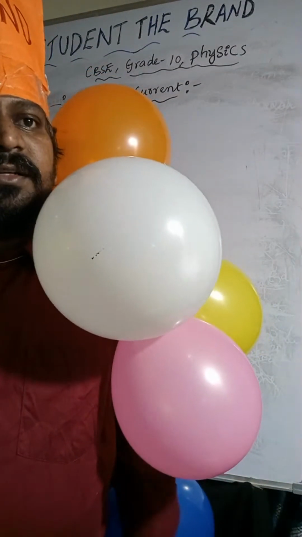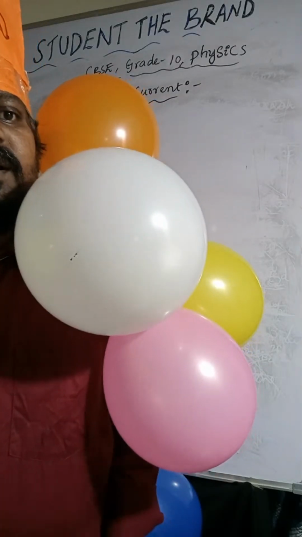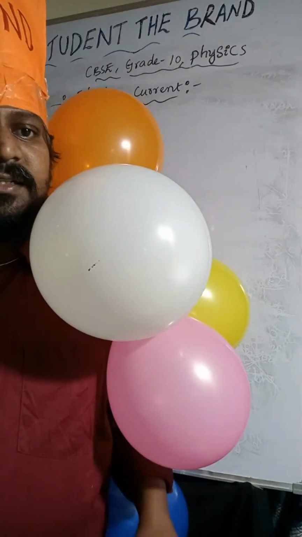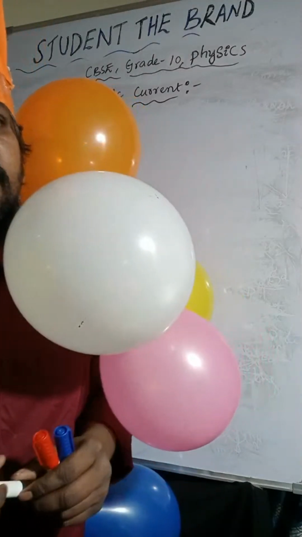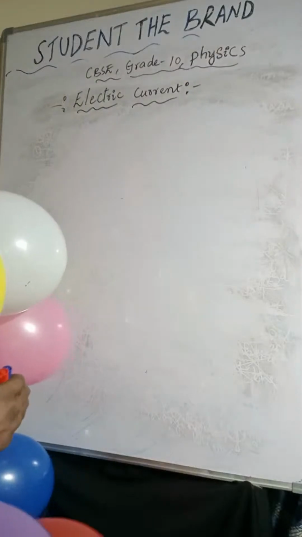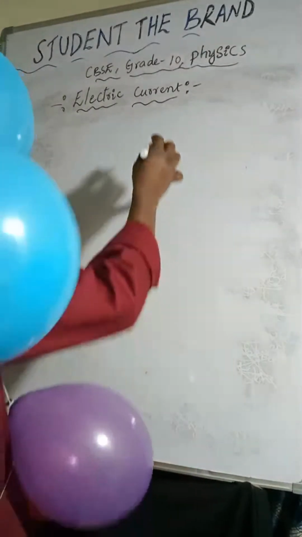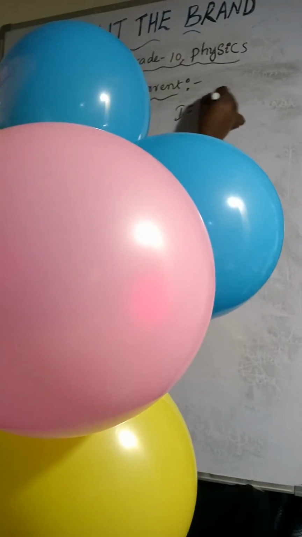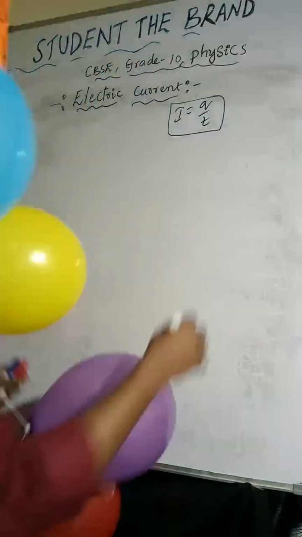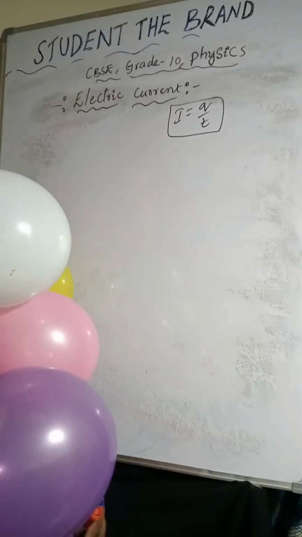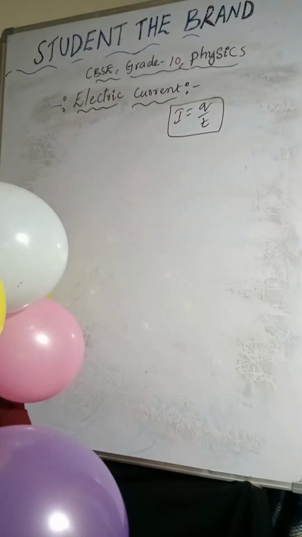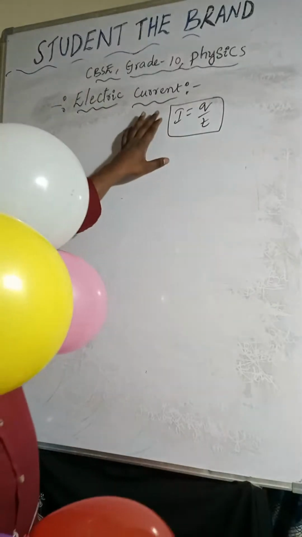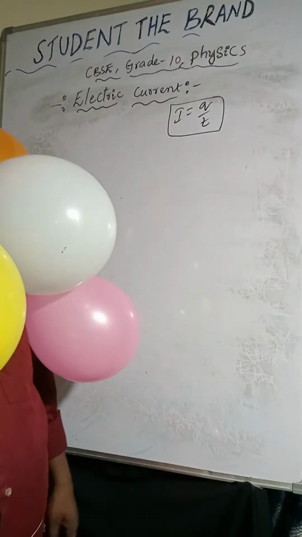Now we are going to discuss electric current, the rate of flow of charge. SI unit of electric current is ampere. SI unit of charge is coulomb. So I equal to Q by T. SI unit of current is ampere, SI unit of charge is coulomb, SI unit of time is second.